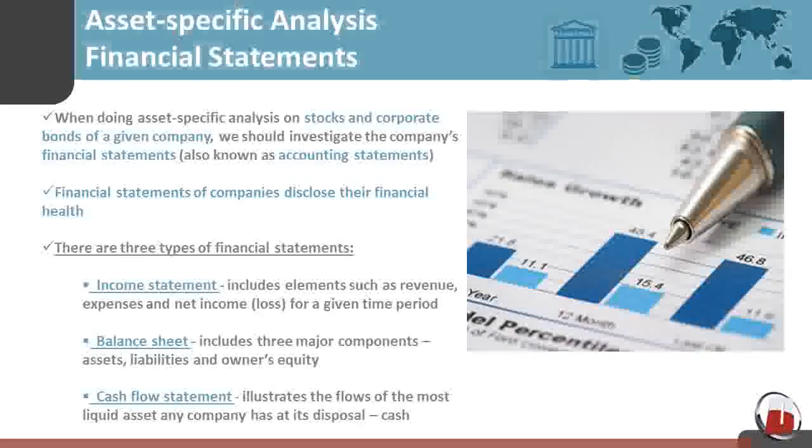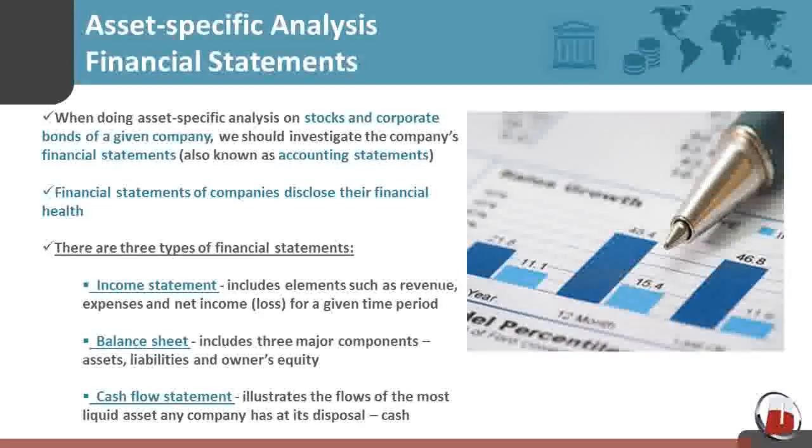When doing asset-specific analysis on stocks and corporate bonds of a given company, we should investigate the company's financial statements. Financial statements of companies are issued 4 times per year and disclose their financial health, which is crucial to the value of the company's stocks. There are 3 types of financial statements.